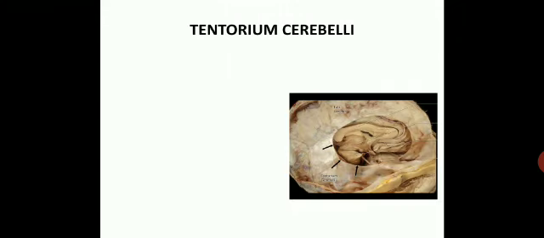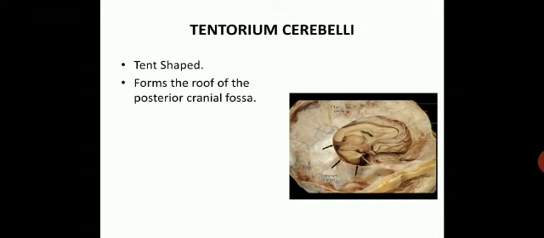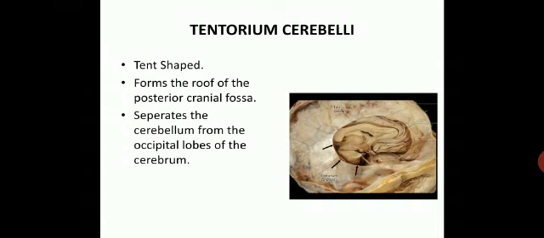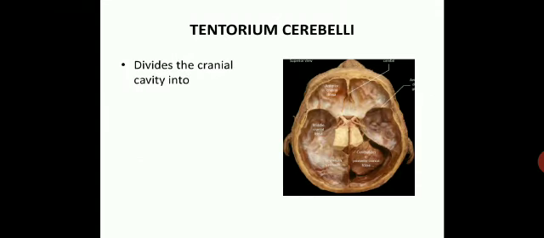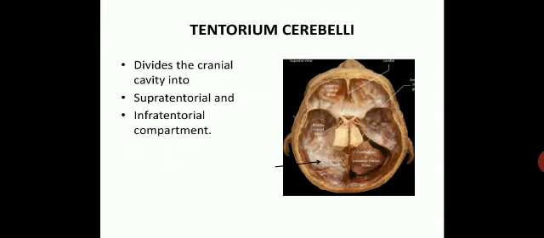Next is the tentorium cerebelli. It is tent shaped and it forms the roof of the posterior cranial fossa and separates the cerebellum from the occipital lobes of the cerebrum. It divides the cranial cavity into two compartments, the supratentorial above the tentorium cerebelli and the infratentorial below the tentorium cerebelli.